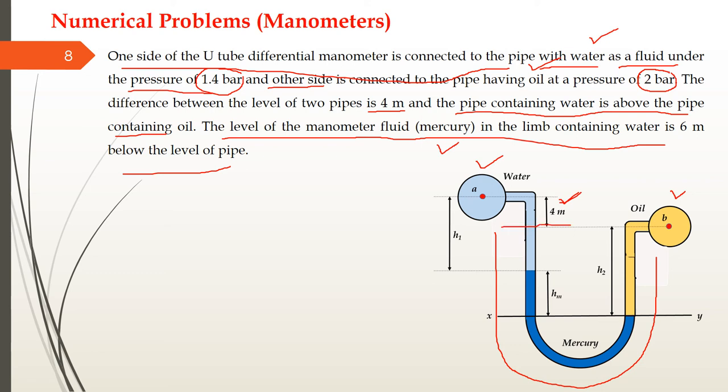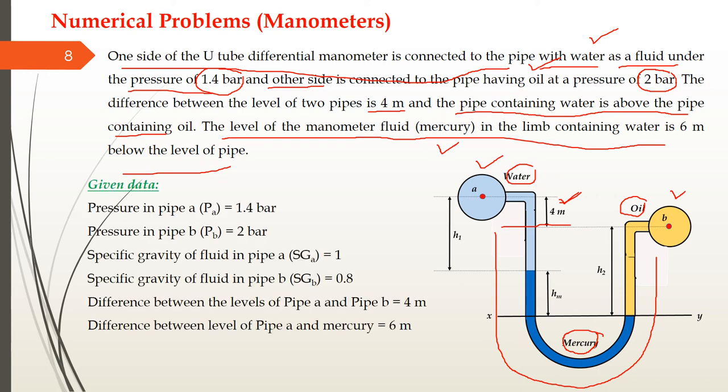And it contains water, which is also given, and it contains oil, and we have another fluid, which is mercury, in between these two in this manometer. So the pressure PA is given to us as 1.4 bar, pressure PB is given to us as 2 bar, and specific gravity is also given to us for both the fluids.